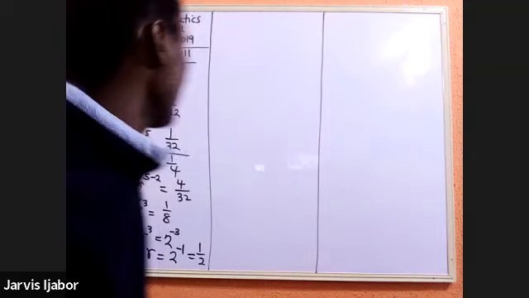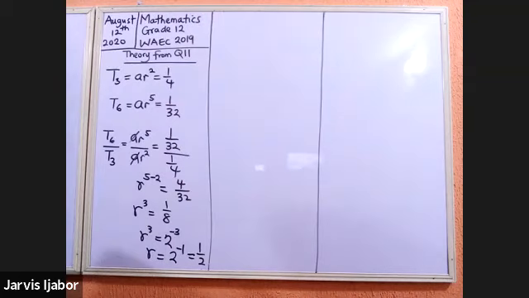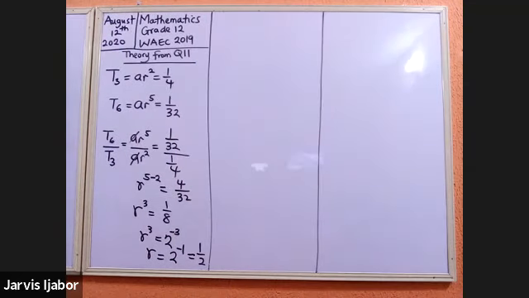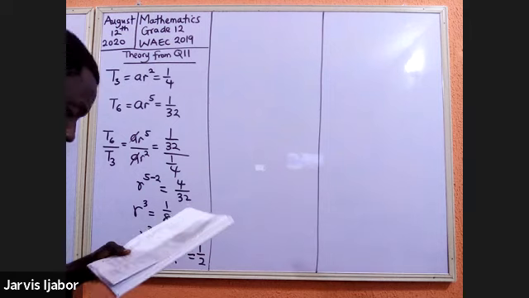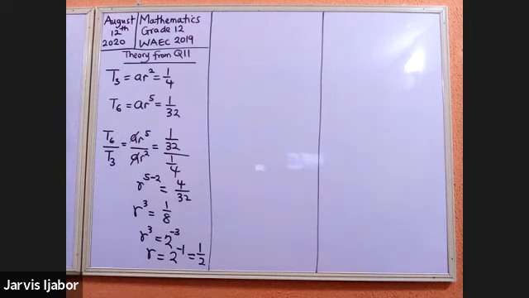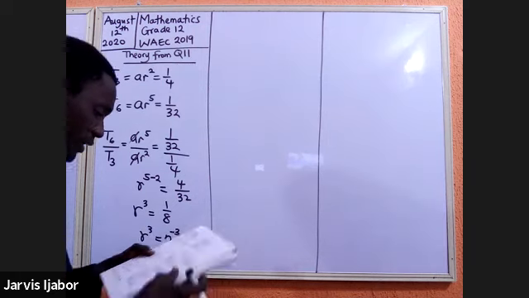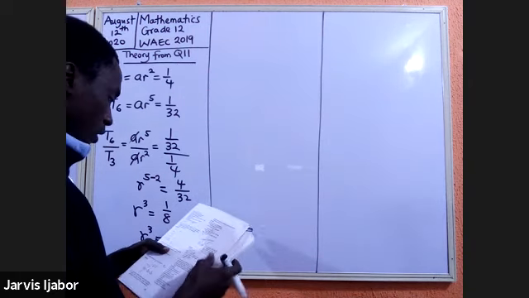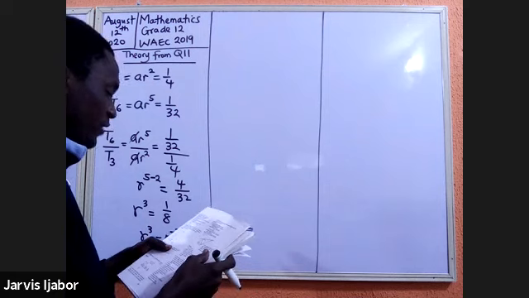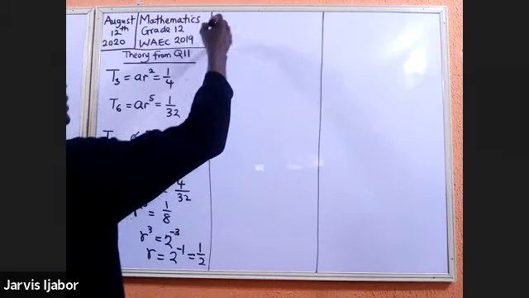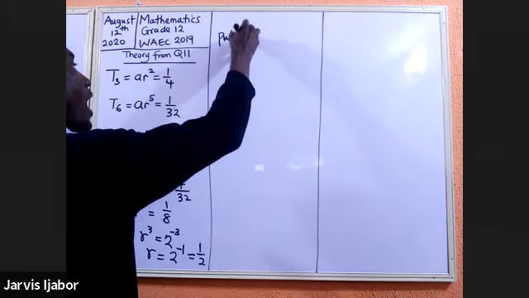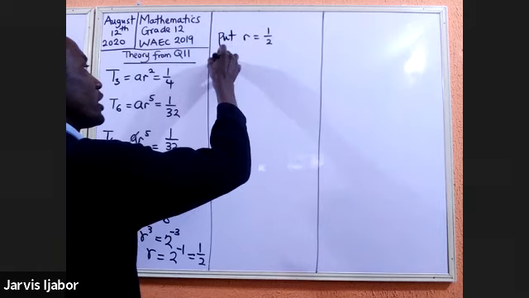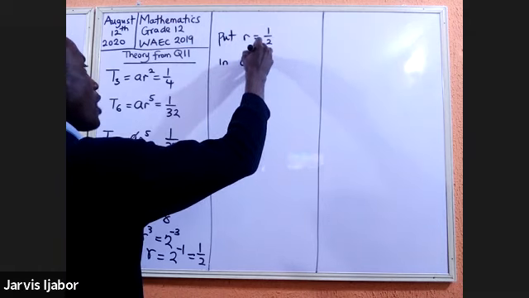All right, so with that, R is equal to 1/2, and that will mean that the next part says we find the first term. So with this, we'll put R equal to 1/2 in AR raised to the power of 2.